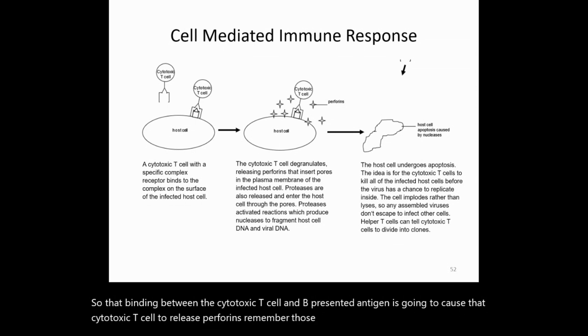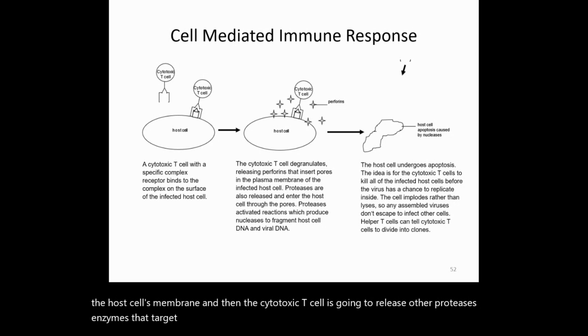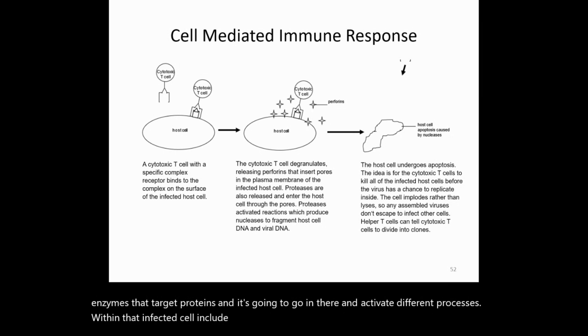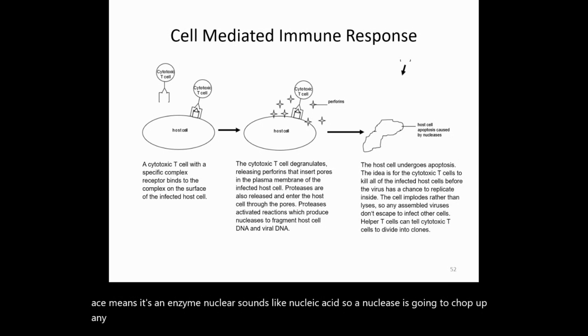Remember, those are going to essentially punch holes in the host cell's membrane, and then the cytotoxic T cell is going to release other proteases, enzymes that target proteins, and it's going to go in there and activate different processes within that infected cell, including nucleases. Because nuclease, right? Ace means it's an enzyme. Nuclea sounds like nucleic acid. So a nuclease is going to chop up any nucleic acid that it comes into contact with.